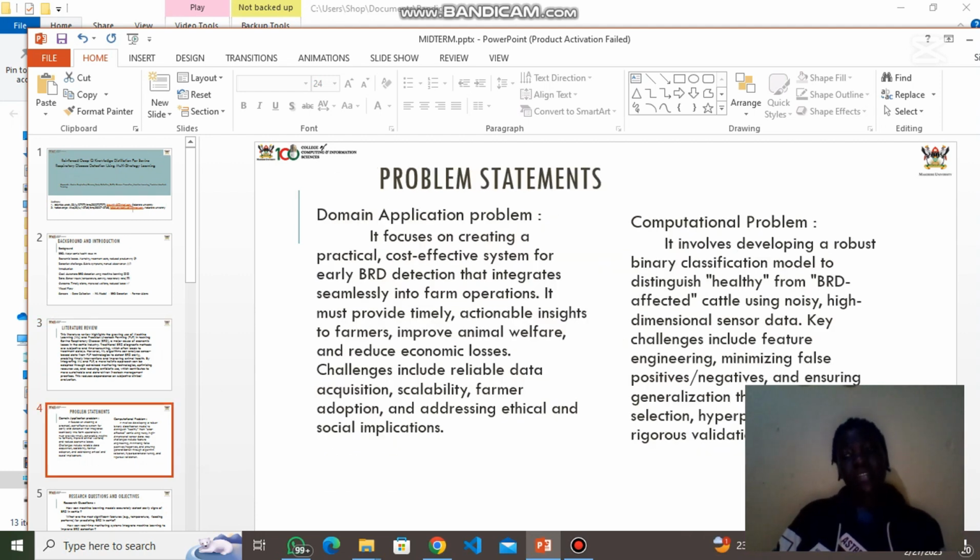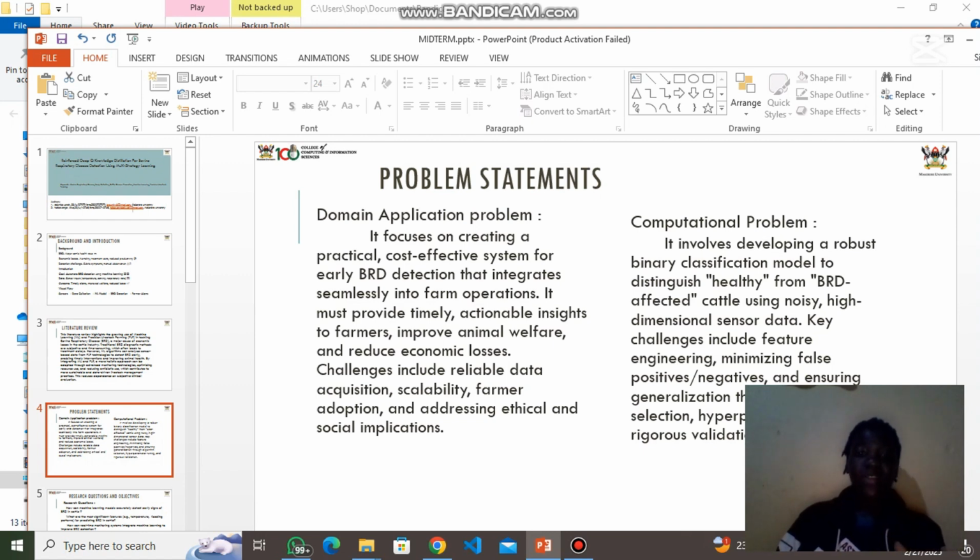Say something on problem statements. We basically have a domain application problem and a computational application problem. The computational problem focuses on developing an efficient algorithm that can improve the computational complexity. Then the domain application problem focuses on applying machine learning techniques to real-world domains that require domain-specific knowledge and expertise.